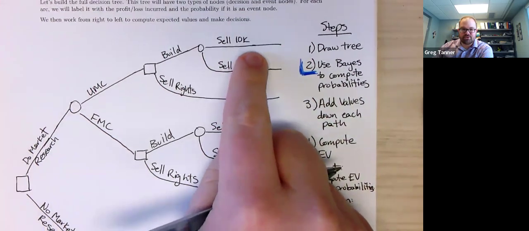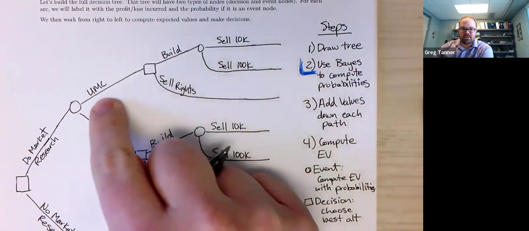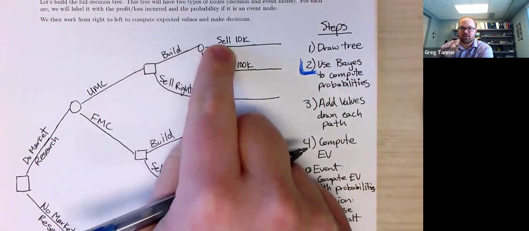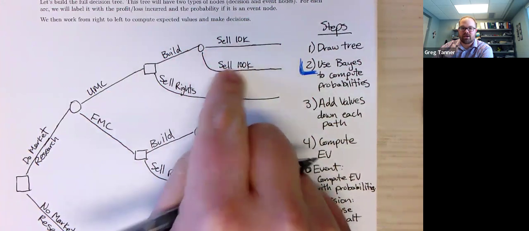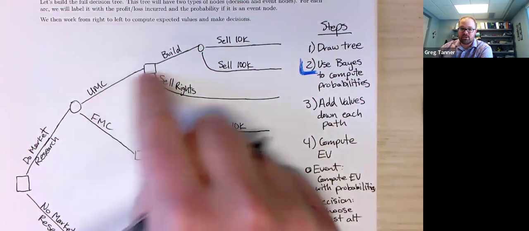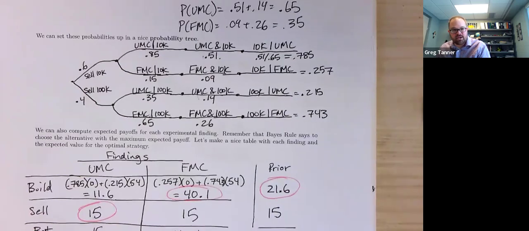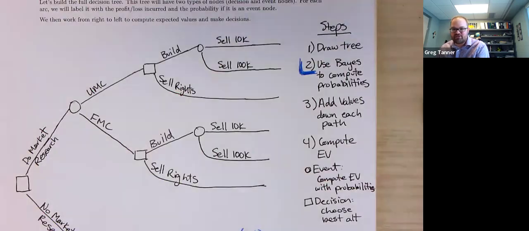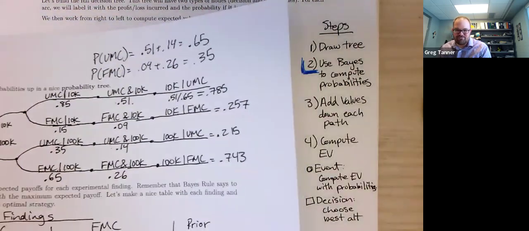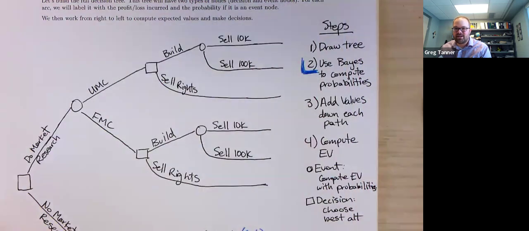Now for the, let's go back to the top of the tree. So sell 10K or 100K. This is under the UMC branch. So we're going to look at the probabilities of selling 10K or 100K conditional on any events farther up in the tree. So this will be conditional on UMC. And so then I'm going to look back at my probability tree. Notice there's a difference. Here's the decision tree. Here's the probability tree. So you can do a probability tree off to the side in order to help you with this step too.